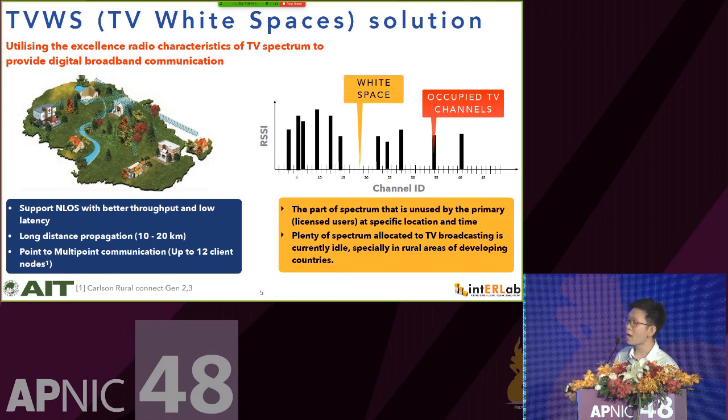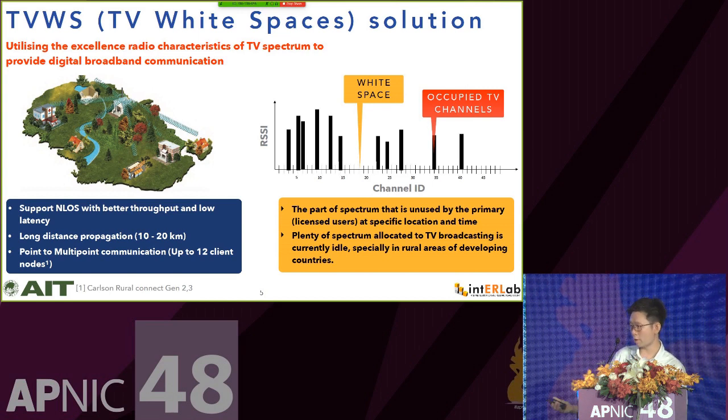In that band, we have strong penetration characteristics, so with TV white space we don't need line of sight. It can also support long distances, up to 10 to 12 kilometers. It can support point-to-point communication, and one base station can support up to 12 or even more right now. So this can lower the cost of deployment. And also, the policies for using white space are really simple.